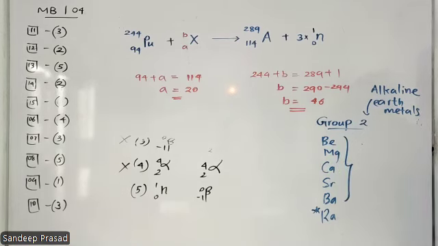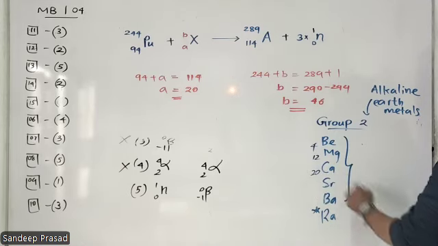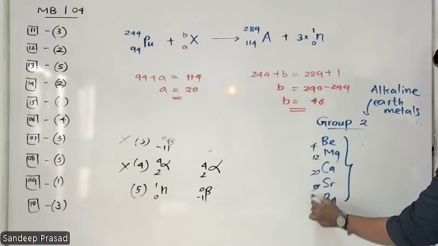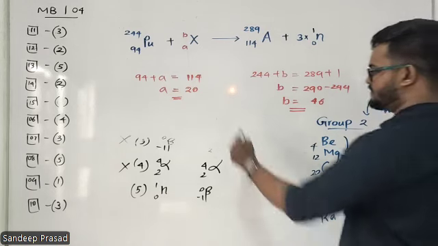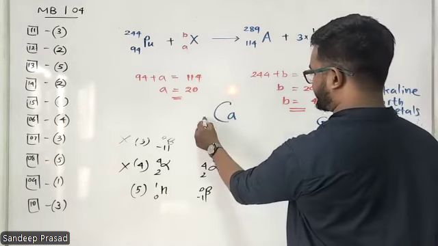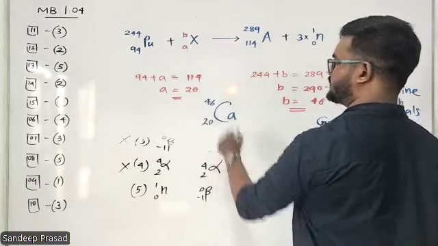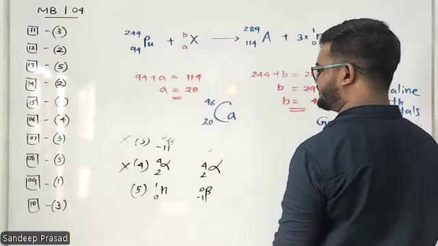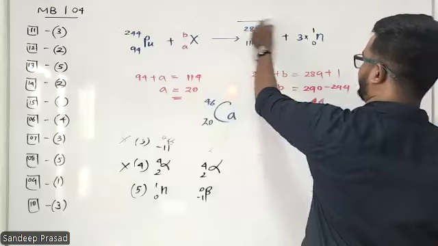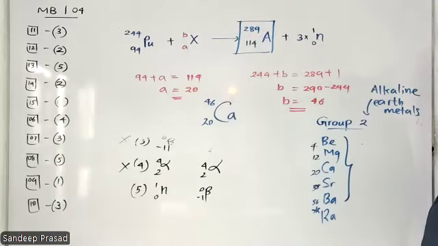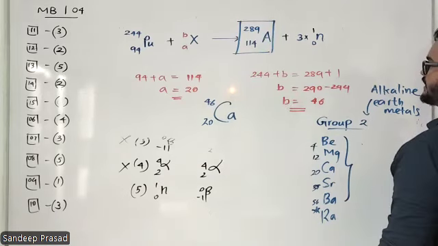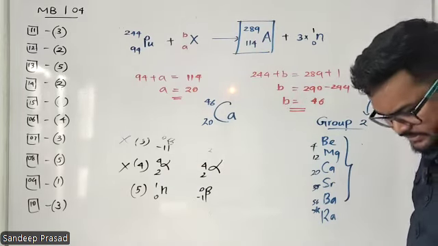Group number 2. Beryllium is the 4th element. Magnesium is 12. Calcium is 20. Strontium is 38. Barium is 56. So this is actually calcium. So this is the isotope of calcium 20 48. Plutonium is bombarded with calcium. Then they have produced this new element that the Russian scientist found, the 114th element in the periodic table. So what is that element?